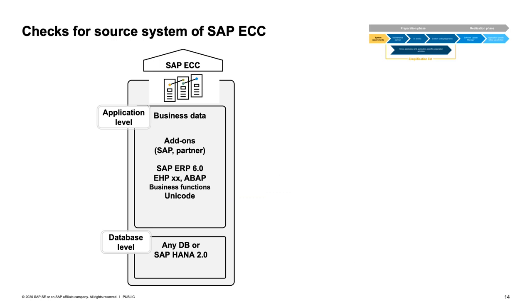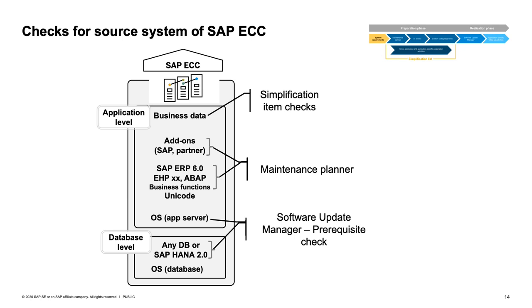You see this illustration of the ECC source system with different areas, business data up above on database level. What we have seen is the simplification item checks are narrowing down the checks that are considering your business data, the customizing of your system. We have seen the maintenance planner that is more focusing on the component level. So components of the system, especially add-ons in the system and business functions. Then there is the operating system, and the Software Update Manager has a prerequisite check. I did not mention this yet because we have a prerequisite check extended as well. Not to forget the custom code, so the Z objects that are considered by the custom code checks and the custom code adaptation.